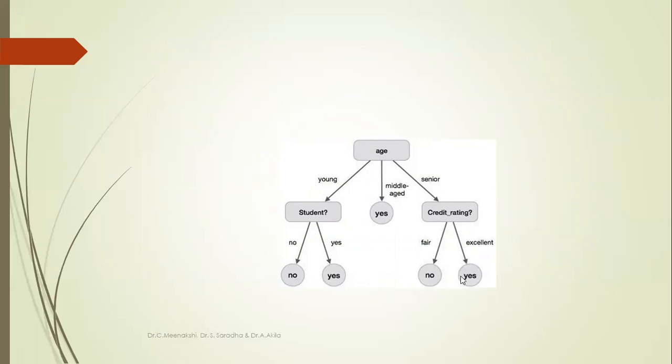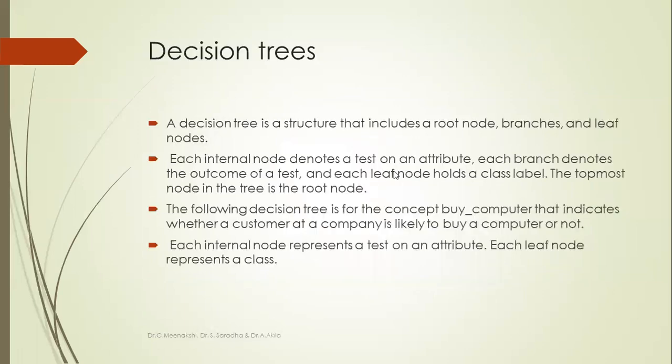So you'll have this as a leaf node, these are the inner nodes, and this is the root. The top one is called the root. As I told you, a decision tree is a tree-like structure which includes the root node, the branches, and the leaf nodes. A leaf node is the last node, which doesn't have any child. All the internal nodes denote a test on an attribute, and each branch denotes the outcome of the test.